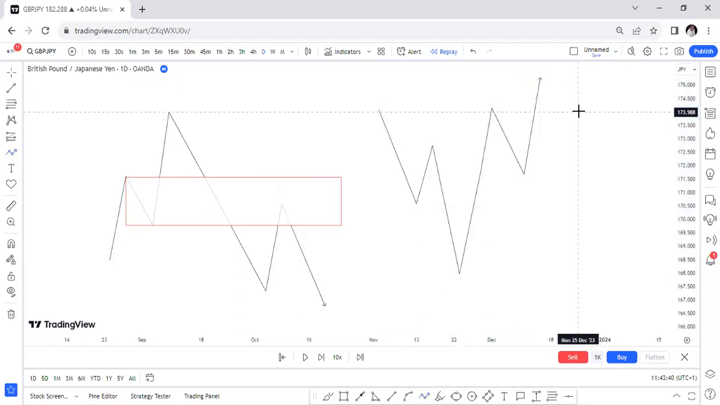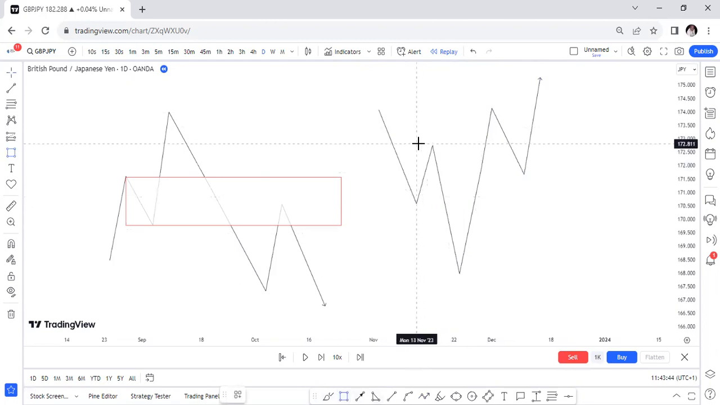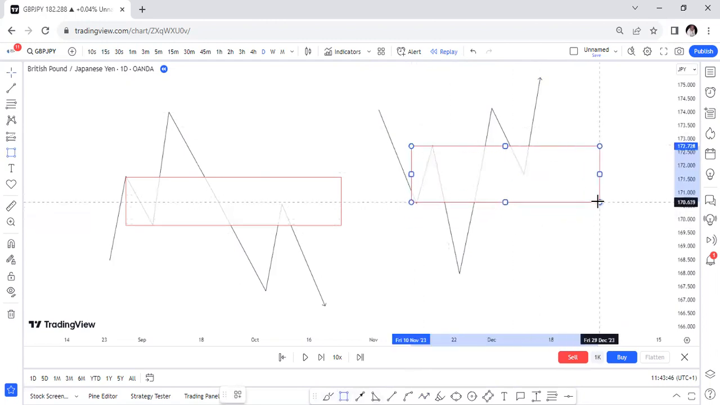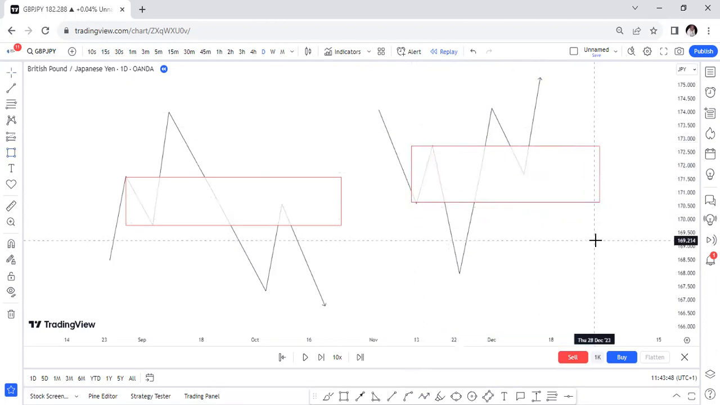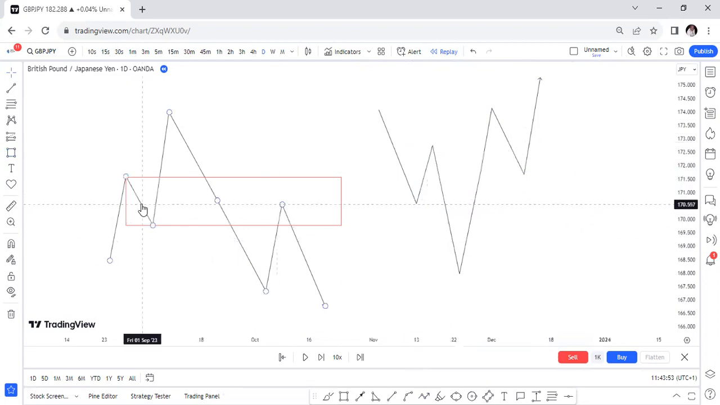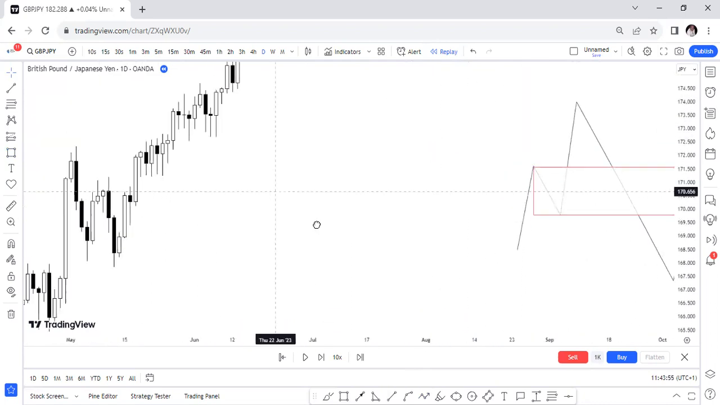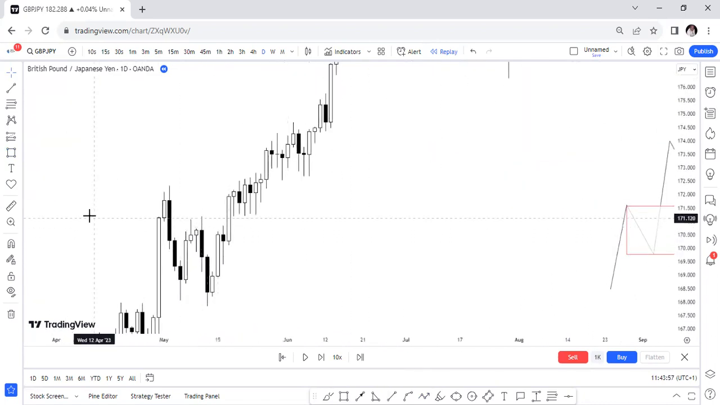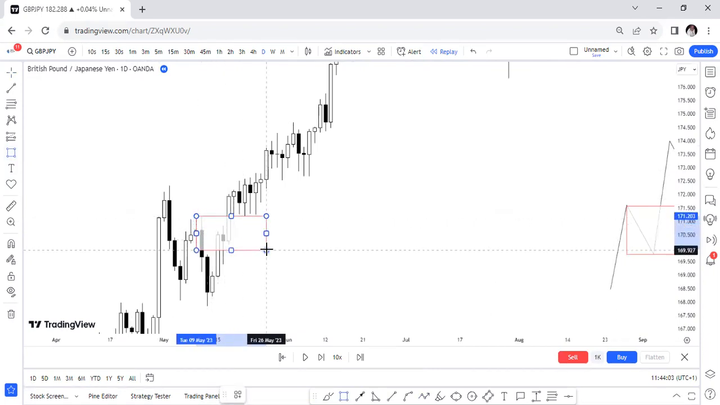You are no longer selling because price has changed its direction. You turn to buy, right? So that is it for flip and engulfing. We can see it here. We'll see it in this place. This is flip engulfing. Can you see flip engulfing here? This is a flip engulfing.